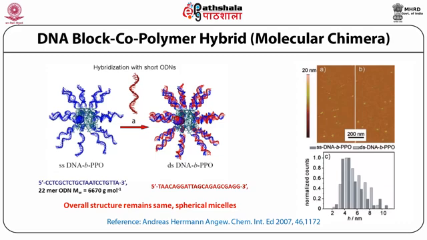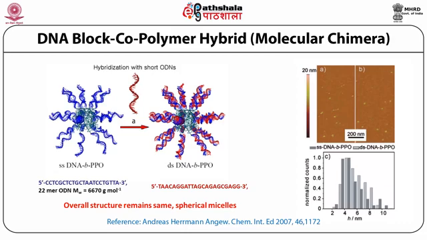It can be called a molecular chimera, and you can see here that one block is single stranded DNA, and another block is polypropylene oxide. Now polypropylene oxide is more hydrophobic, so it can form micelles in water, where all the DNA single strands are exposed outside, and the polypropylene oxide, the green color one, is buried inside. This single stranded DNA is an oligodeoxynucleotide of 22 mer, with a molecular weight of around 6670.